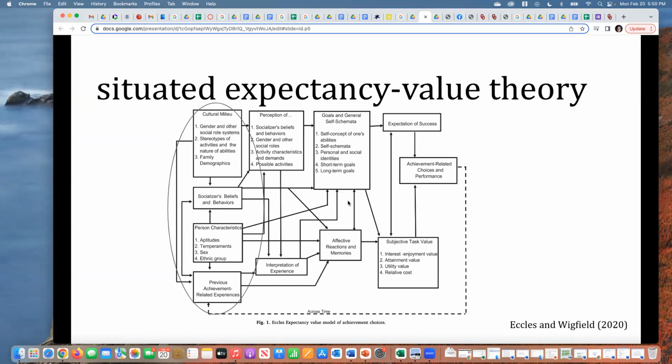So the bottom line to take away from this very left side of the model is that these contextual considerations really, really matter, both in terms of what is reflected in the students' environment that they're surrounded by, what's reflected and reinforced by socializers within that environment, and also what the individual student brings to the table.